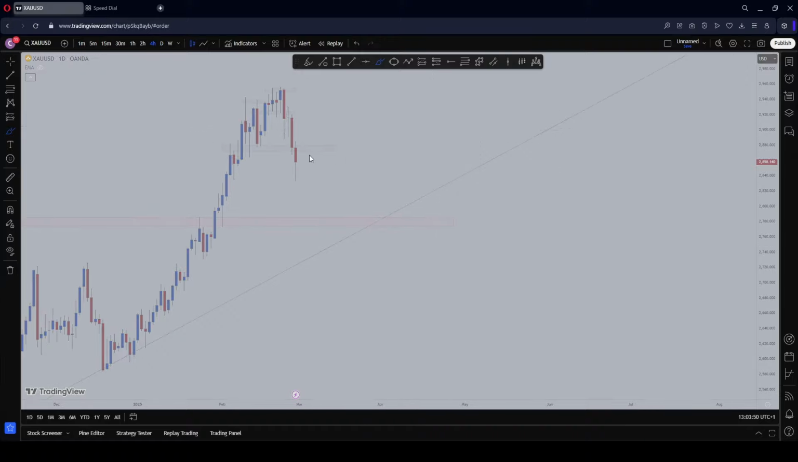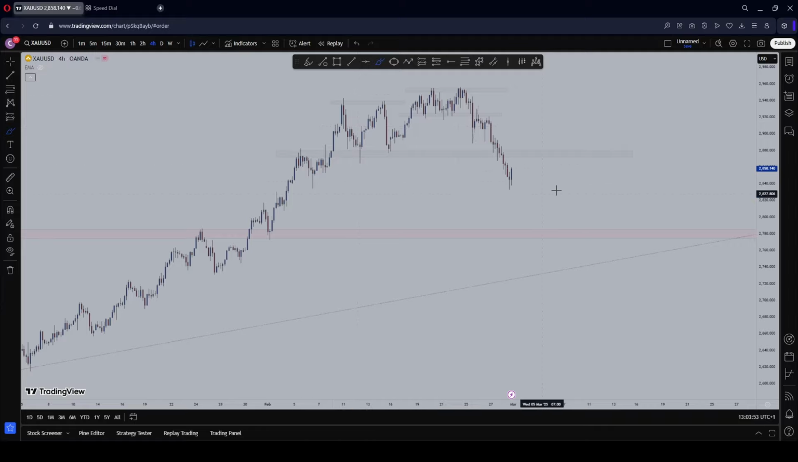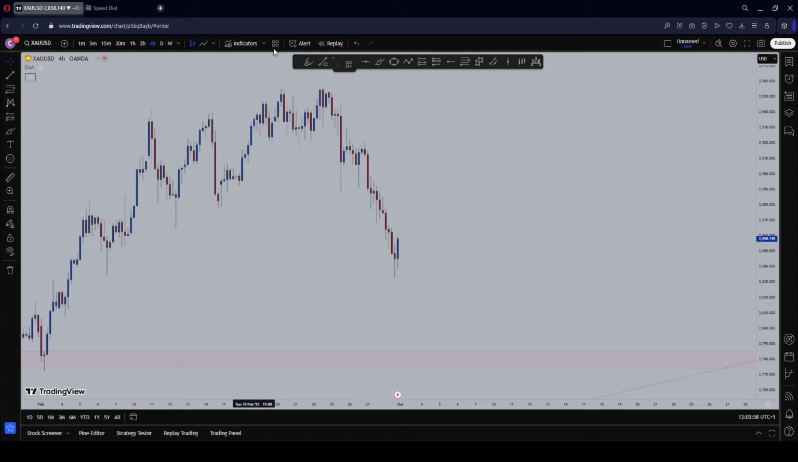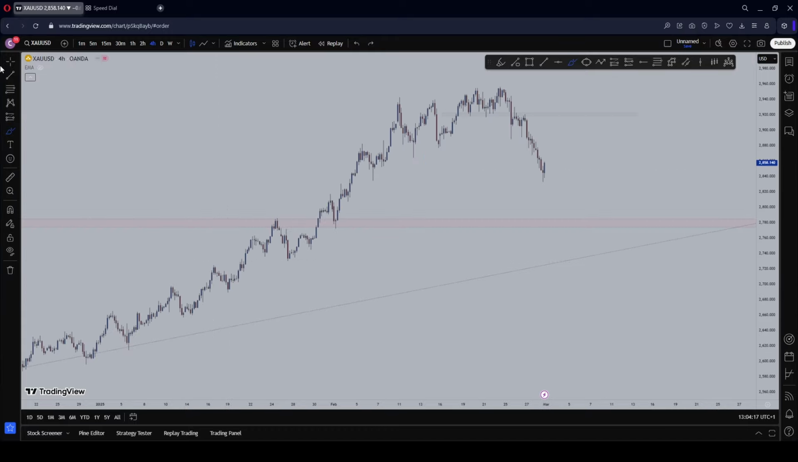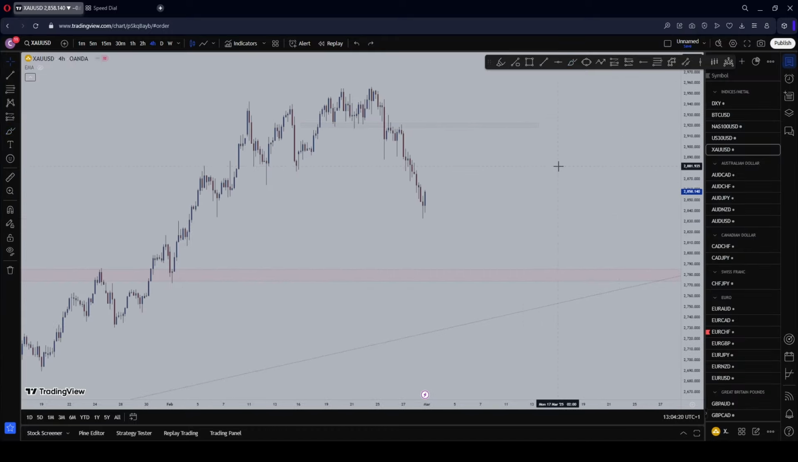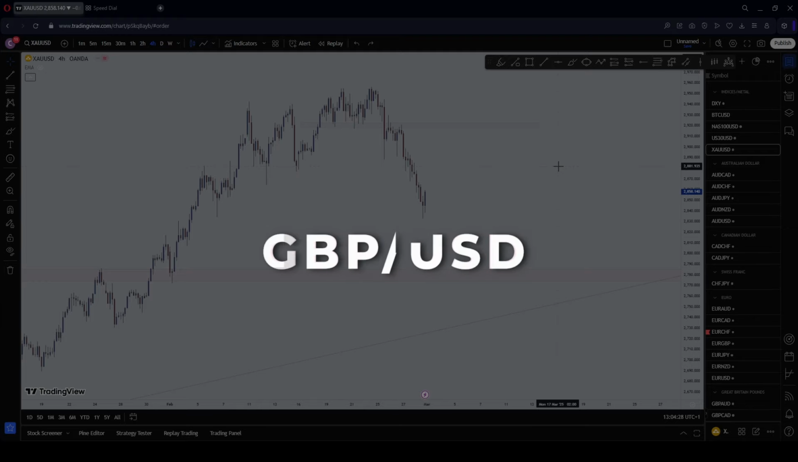Because if price now comes back, let's clear this whole thing here. If price comes back and begins to break this 4-hour structure, it can give you bullish momentum. So for now, there's really nothing very clear on gold. So you're still undecided on gold. Let's look at GBP USD.